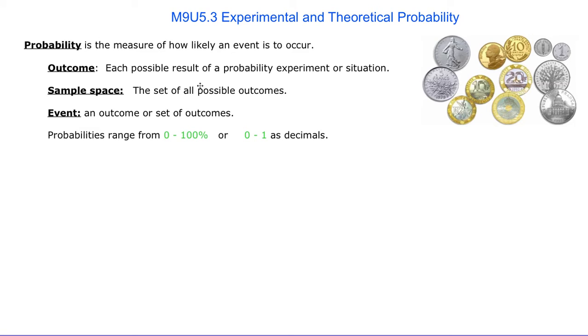Probability is the measure of how likely something is to occur. The outcome is the result. The sample space is the set of all outcomes. That one we'll talk about because that one gets a little fuzzy for people. An event is the outcome itself, right? Probabilities range in percentages from 0 to 100, or 0 to 1 as a decimal. Great.